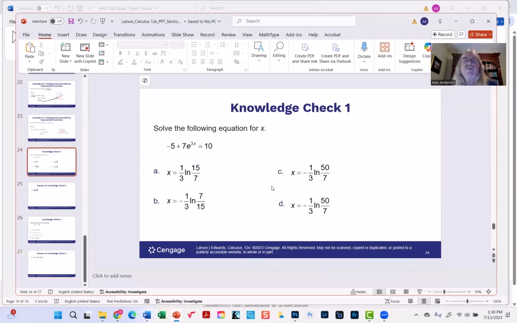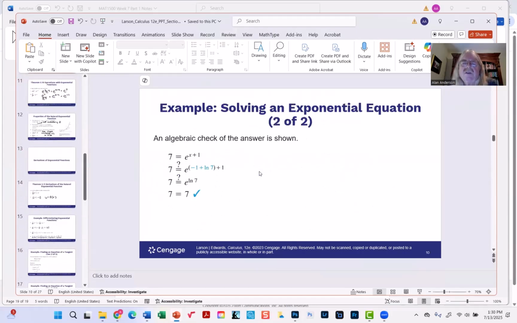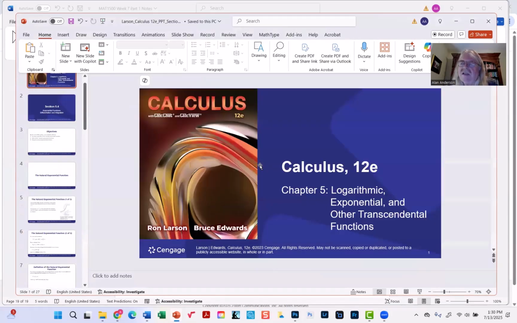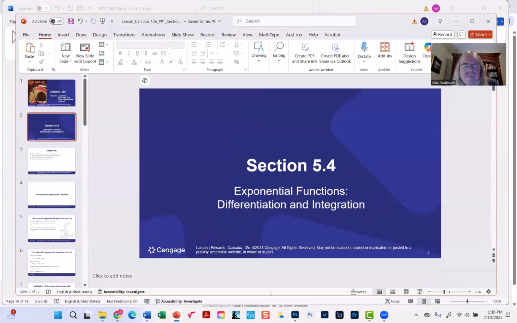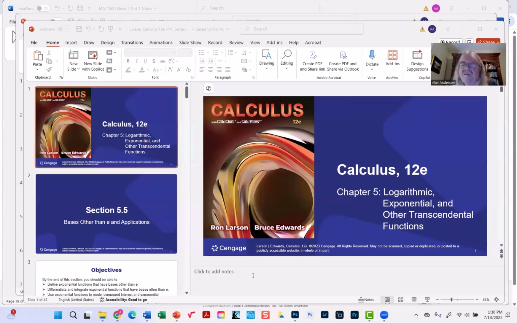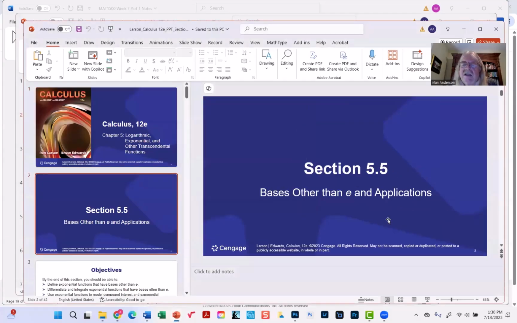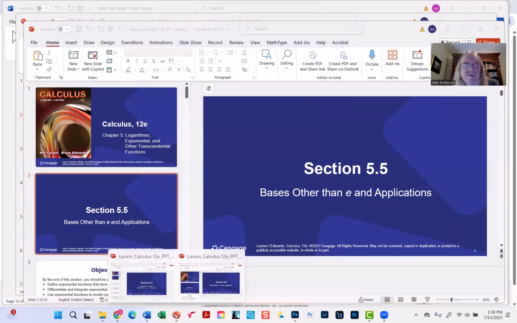All right. So that was a relatively straightforward chapter. Not that it was easy. So we now are ready for 5.5, bases other than e and applications. Okay, let's see what that's all about.